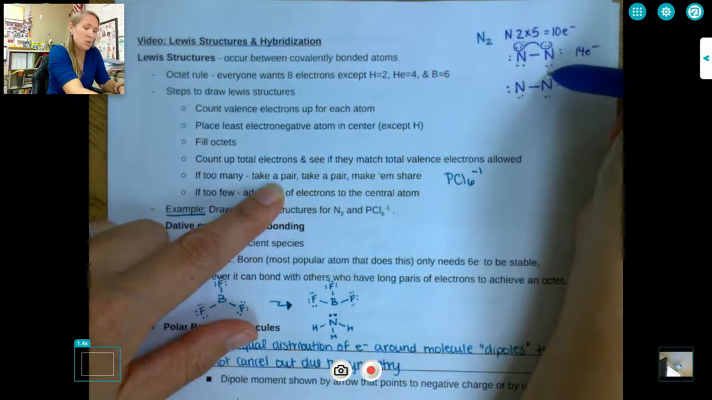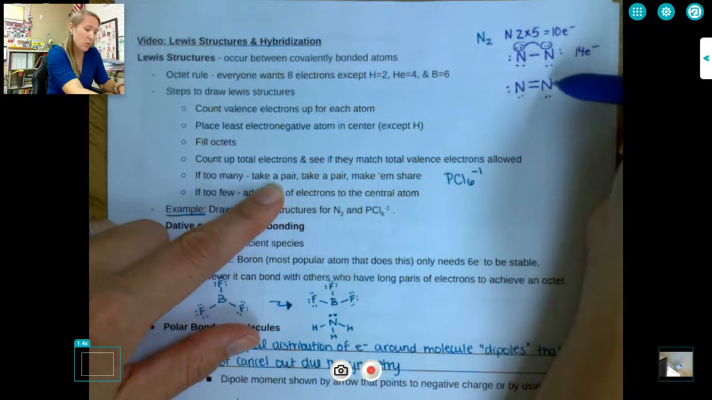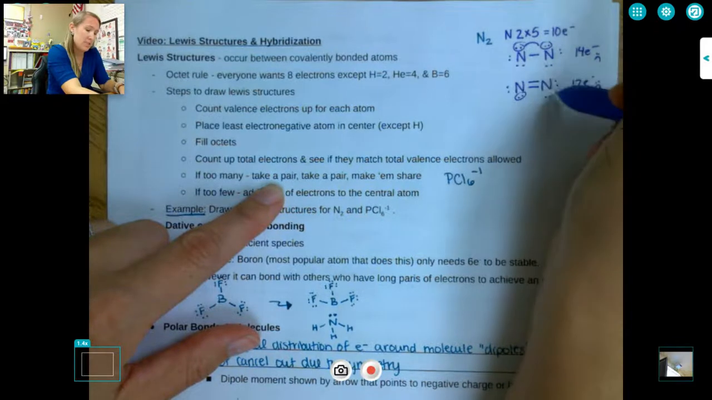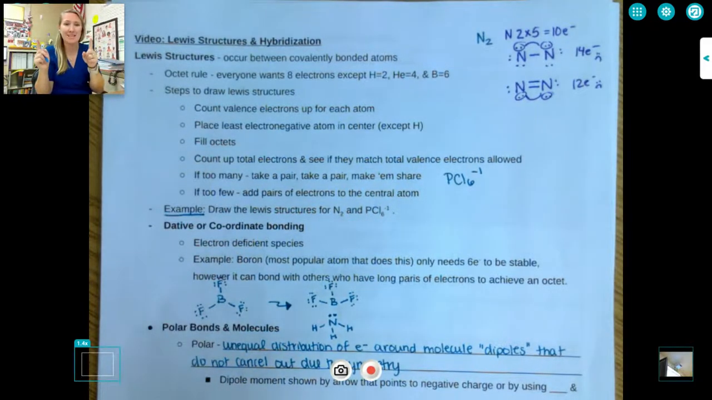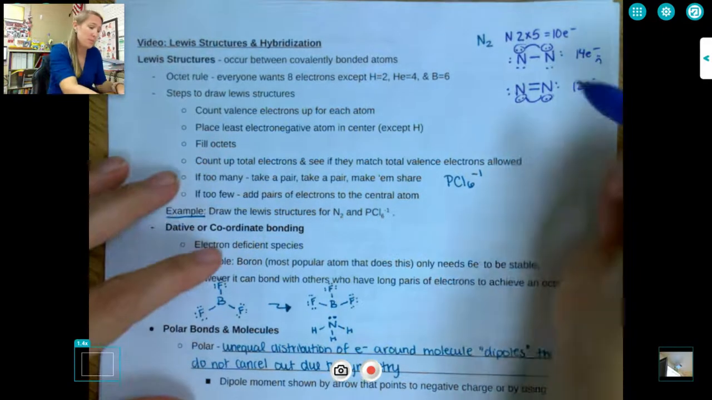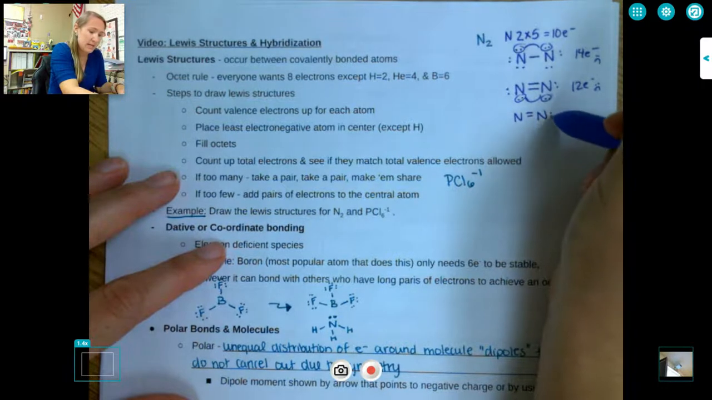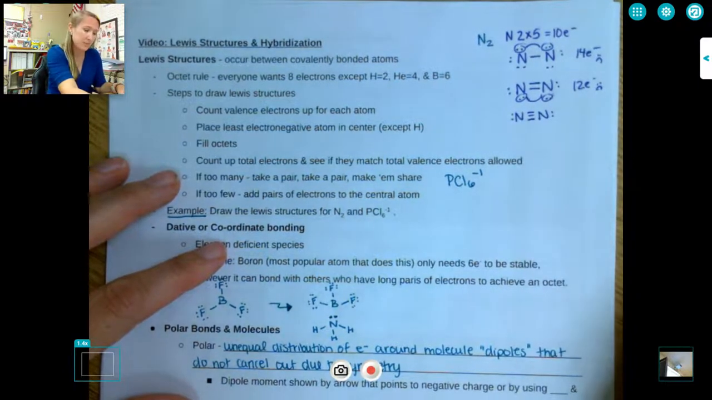Now, instead of having these 2 lone pairs, I'm going to add a second bond. So I'm at a double bond. So I count again. 2, 4, 6, 8, 10, 12. That's still too many. So again, take a pair, make them share. And they have to take from each side equally because they like to be symmetrical. So again, this is what I had.